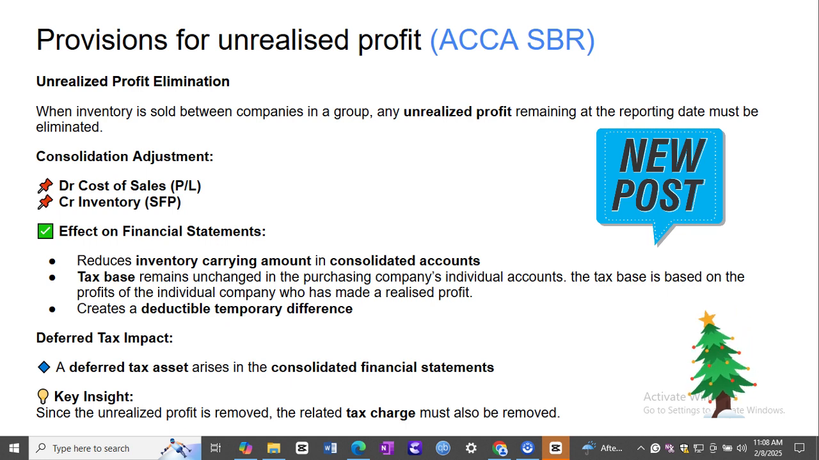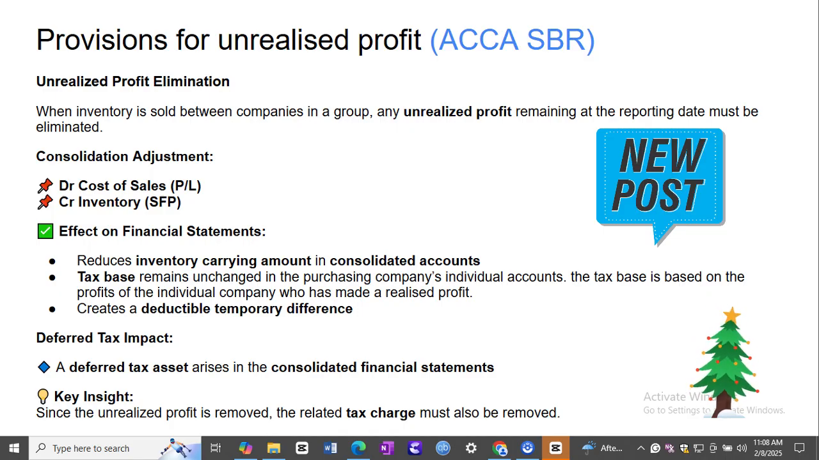Let's start with unrealized profits on intergroup trading. This comes up when one company in a group sells goods to another company within the same group, but those goods haven't been sold to an outside customer yet. So internal sales within the group. Exactly. And the tricky part is the selling company might recognize a profit on that sale, even though from the group's perspective, that profit isn't real yet because the goods are still within the group. So it's a profit on paper, but not a real economic profit for the group as a whole.